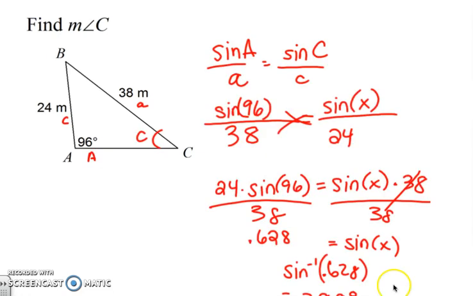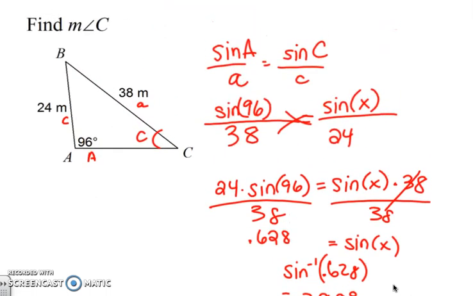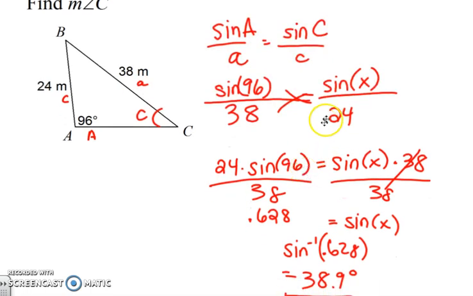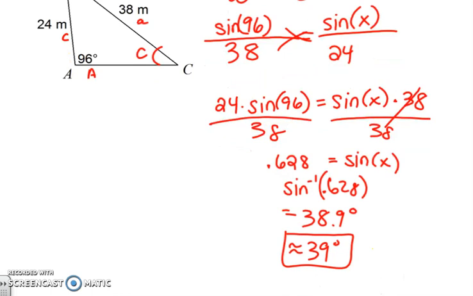Final answer for this problem was 38.9 degrees, or about 39 degrees. So what I did was I had big A and little a, big C and little c. So I set up my proportion, I substituted in, and I solved. So I had to multiply these two numbers and then divide by 38. And I got 0.628119 or whatever. Take the inverse of that, and you should get this answer. Okay, so that's how you solve a triangle using law of sines.